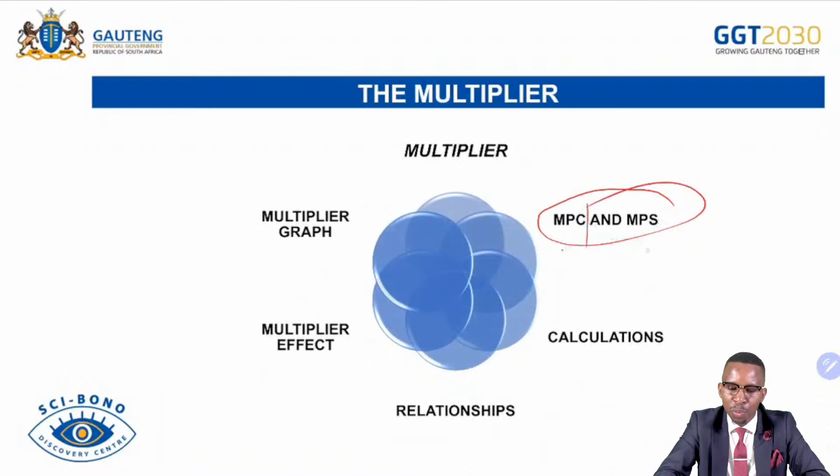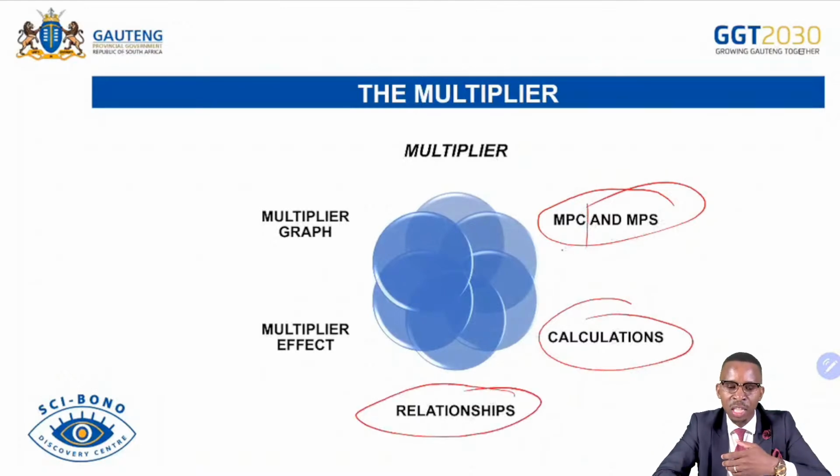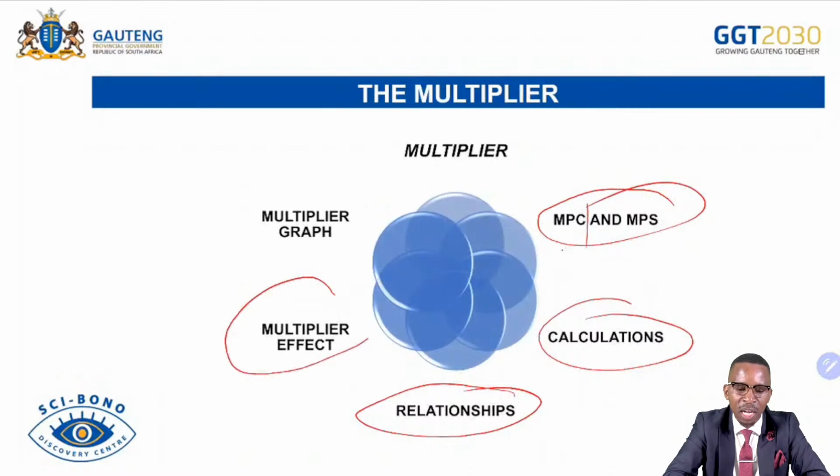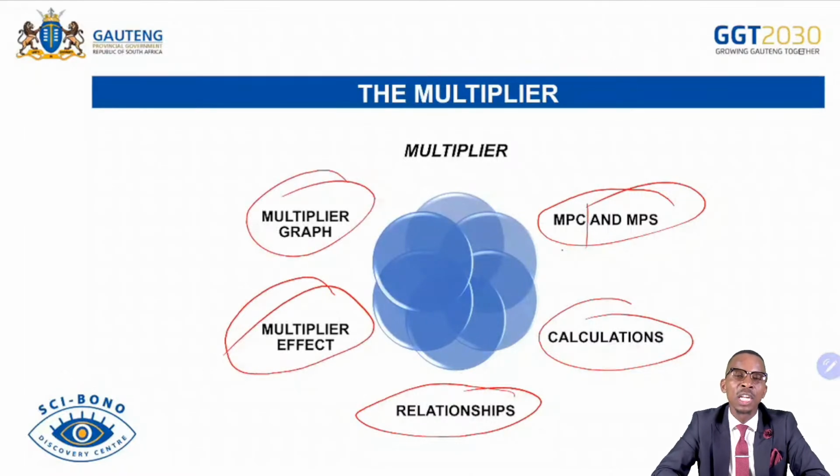Then we will be calculating the multiplier, and then we'll talk about the relationship between MPC and the multiplier, MPS and the multiplier, leakages and the multiplier, injections and the multiplier. Then we'll be calculating the multiplier effect. After that, we'll be dealing with the multiplier diagram. That will be the end of our lesson.